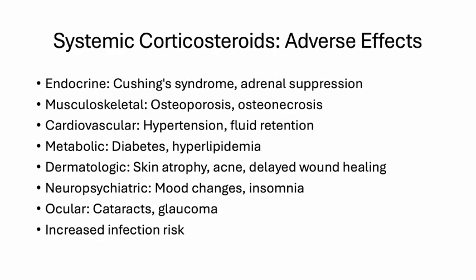Systemic corticosteroids come with a significant risk of adverse effects, which can affect multiple organ systems. Endocrine effects include Cushing syndrome and adrenal suppression. Musculoskeletal complications like osteoporosis and osteonecrosis can occur, especially with long-term use. Cardiovascular effects include hypertension and fluid retention. Metabolically, they can induce diabetes and hyperlipidemia.